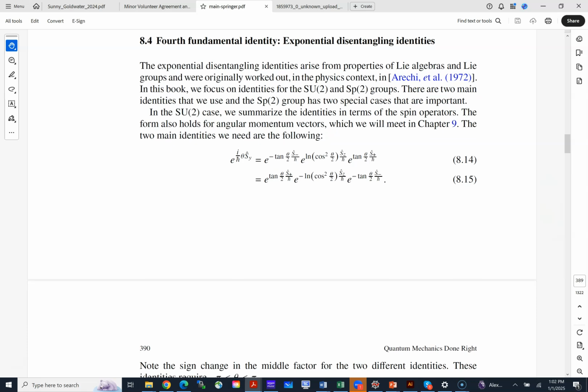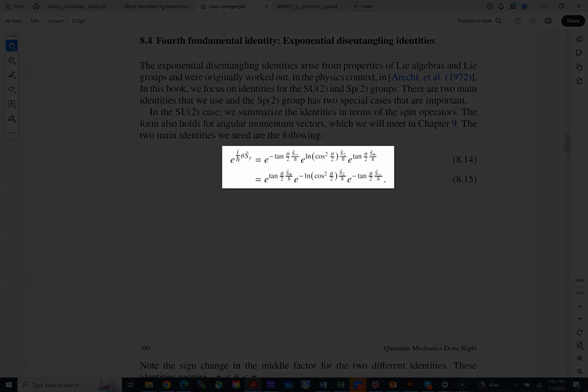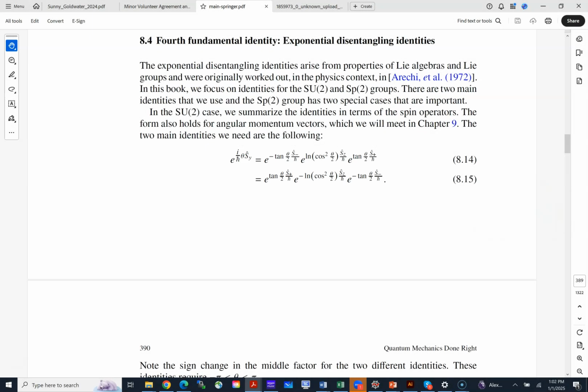And then the final one are the exponential disentangling identities. We work them out for the special unitary group and for the symplectic group, both in 2 dimensions. Those are the only cases that we really need. SU(2) is important for anything involving angular momentum, and we use that to calculate the spherical harmonics in Chapter 9. And the symplectic group is useful for things involving the harmonic oscillator, and we use that identity a lot when we were talking about squeezed states.